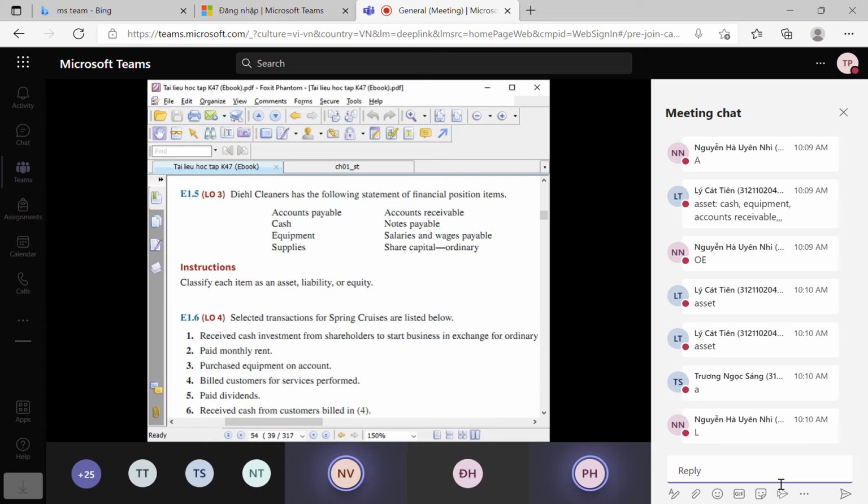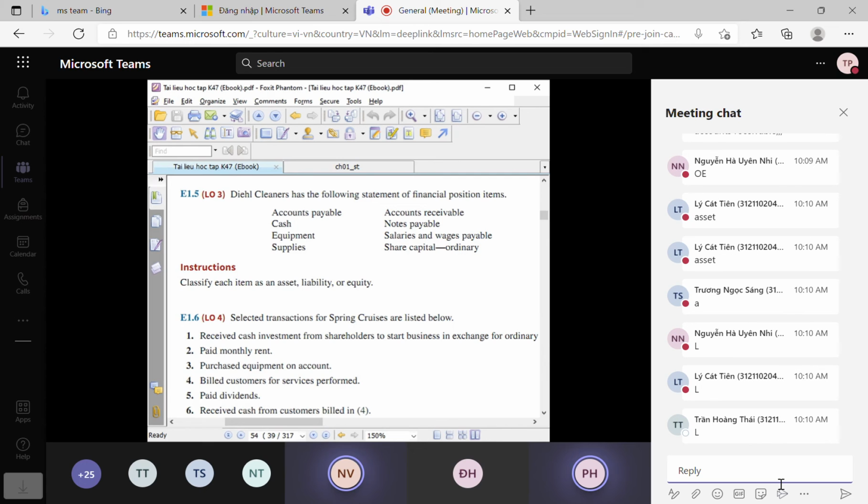When you see the word payable, you get that. All of them are liability. Salary and wage payable. I will explain the difference to you later. What is the big difference between salary and wage? I'll tell you later, in chapter 3, which is very important, right? And share capital, ordinary share capital.